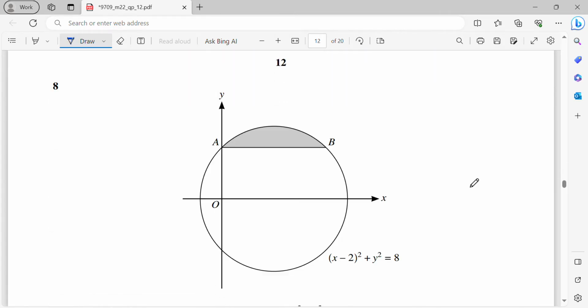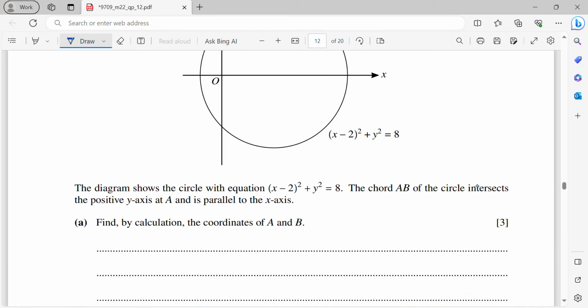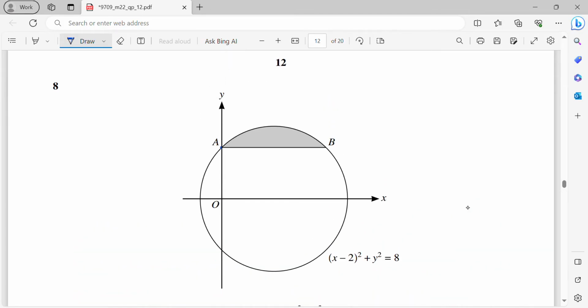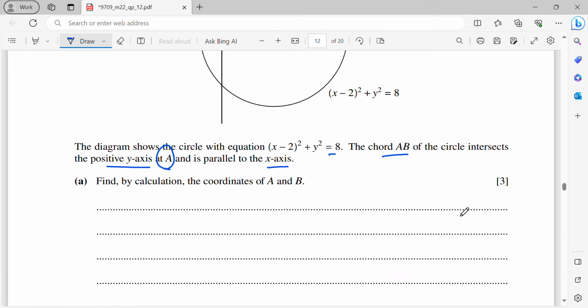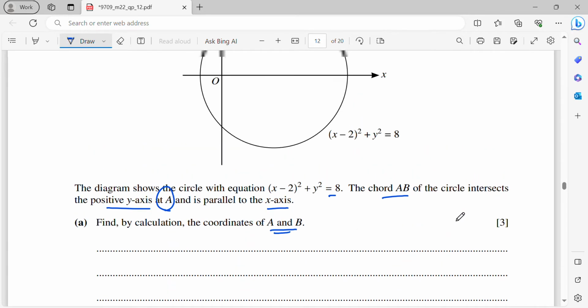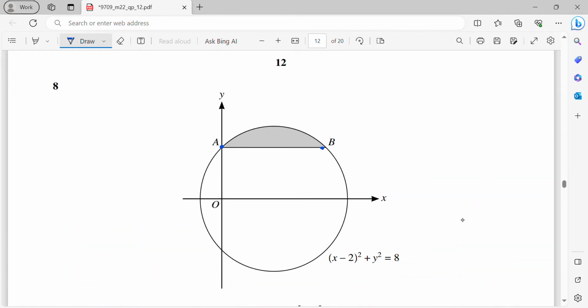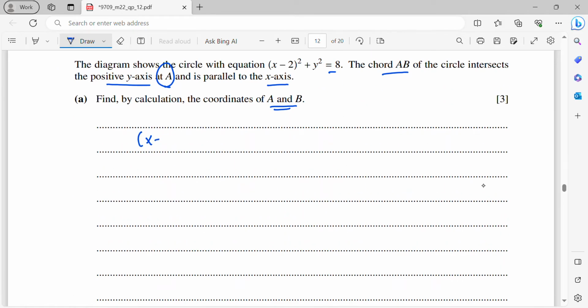Okay, now next question, number 8. The diagram shows a circle. This is a circle equation. The chord AB of the circle intersects the positive y-axis at A and is parallel to the x-axis. So now this is a chord. Now find by calculation the coordinates of A and B. So basically you can just find A by letting x be 0, because it is intersecting at the y-axis. So now I will rewrite my equation of the circle. So I will write at A, the x equals to 0.